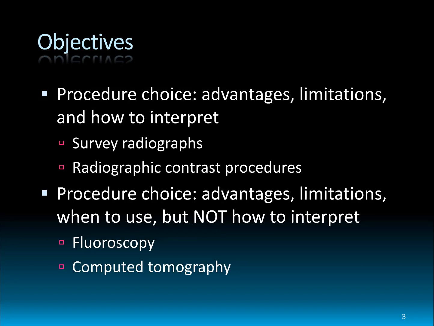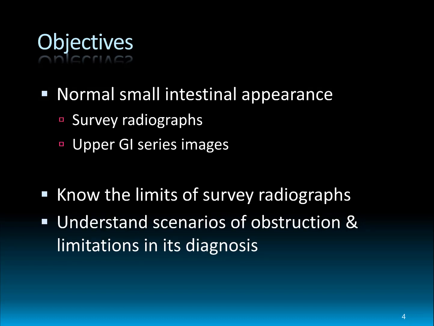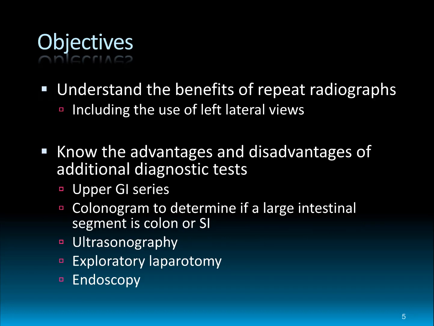Objectives are probably not too surprising. We're going to look at what procedures we can choose, what the different advantages and disadvantages of those procedures might be. We're going to look at the normal small intestinal appearance, focusing on survey radiographs and contrast radiographs, recognize the limitations of those radiographs, and understand when obstruction might occur and what we might see in cases of obstruction, and then look at survey radiographs both initially and down the line as repeat radiographs, and then again look at other diagnostic tests, especially upper GI series, colonogram a little bit, and then we'll leave some of those later bullet points for other lectures.